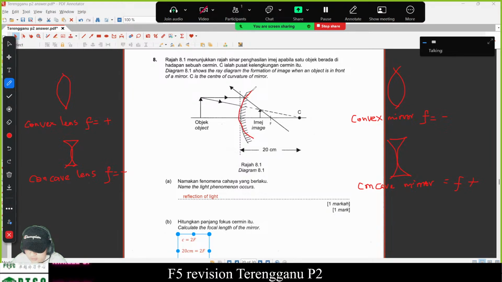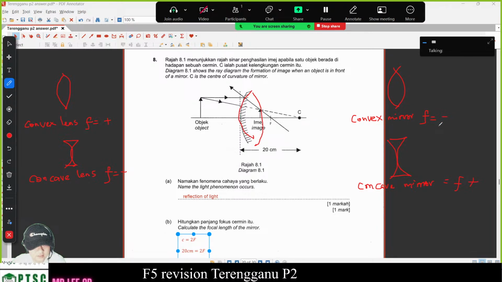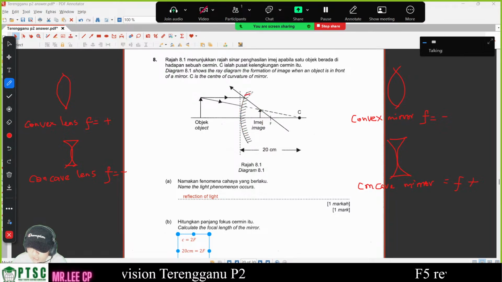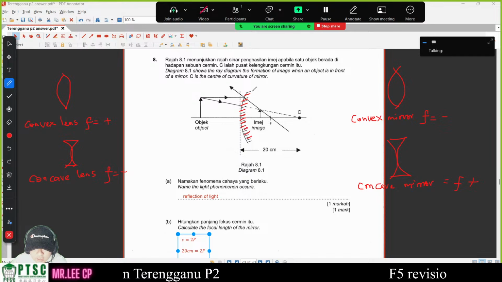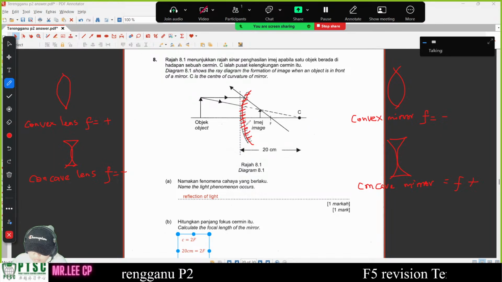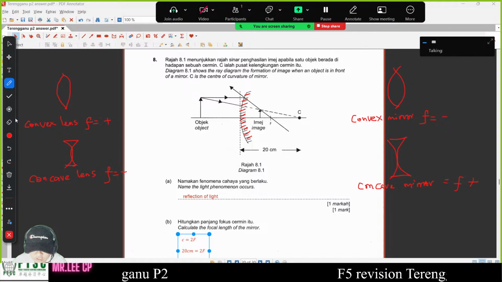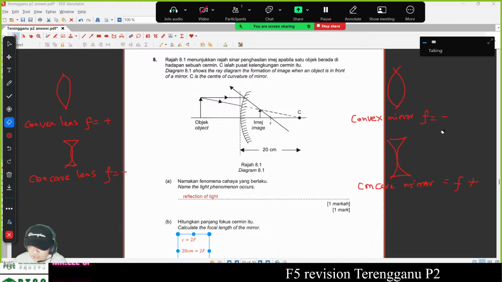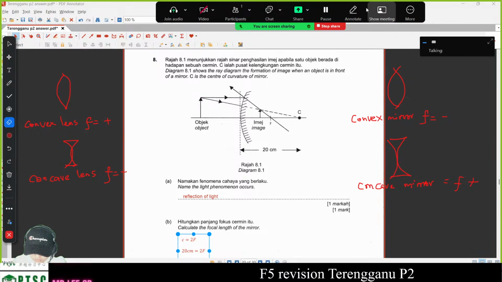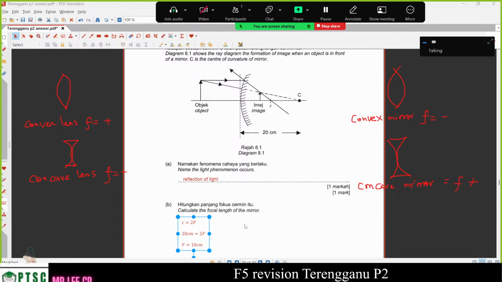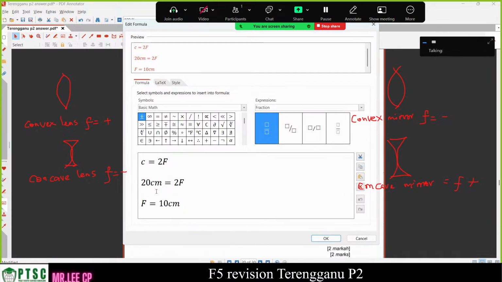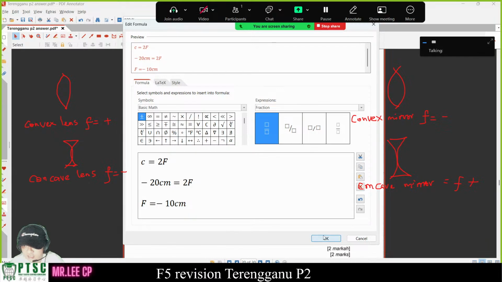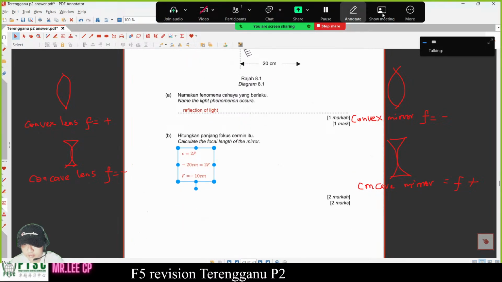Now this one is a convex mirror. You can see from here that this is a mirror. If it is a lens, you will not have this shading. You need to know, and the question also tells you. So now you know this one is negative, so your F has to be negative. So C is negative 20, and F will be negative 10 cm.